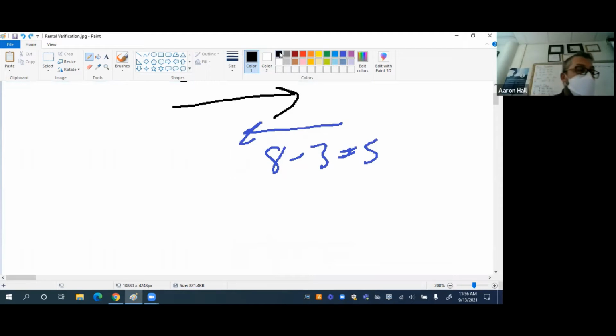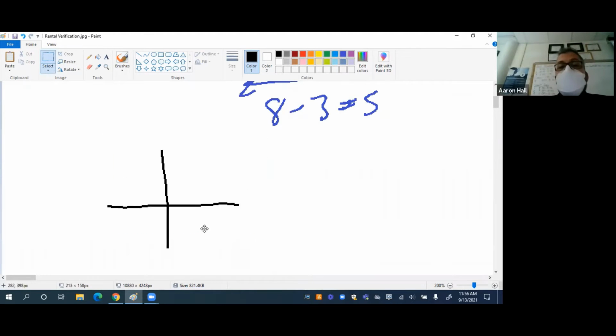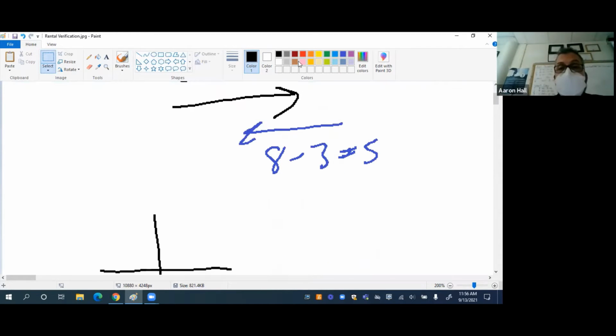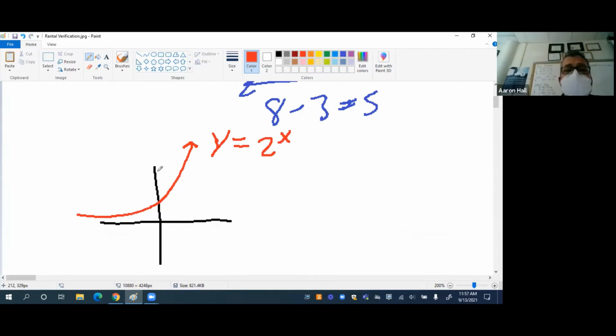What's really cool about inverses: we've talked about logarithms already, and why do we even have logarithms? They are inverses of exponential functions. We have an exponential function here, let's say y equals 2 to the power of x, which means the point on the y-intercept has to be what? It's a point with an x and a y value. What are they? 0 and 1.